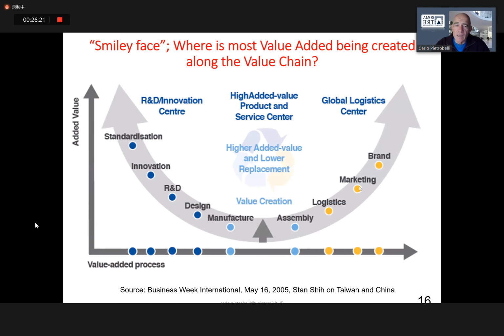And that brings us to this famous smiley face or smile curve that was proposed by a famous businessman, Mr. Stan Shih, on Taiwan and China and the relationship between Taiwan and China. Stan Shih is probably unknown to most of you, but he's a very famous businessman because he was the founder of Acer Computers, which is today one of the largest computer producing companies in the world. A company that did not exist 25 years ago, and now it turned into a giant in hardware processing.